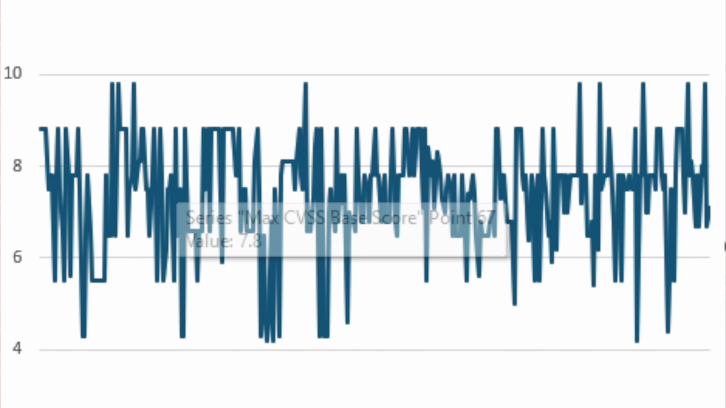I want to show you this graph here. So in this graph you can see this is a line graph of all the vulnerabilities that came out for this version of Windows. And you can see the lowest was a little bit more than 4 out of 10, and the highest was a 9.8 out of 10, and there were several instances of that highest number occurring. So let's switch gears and let's look at Linux.